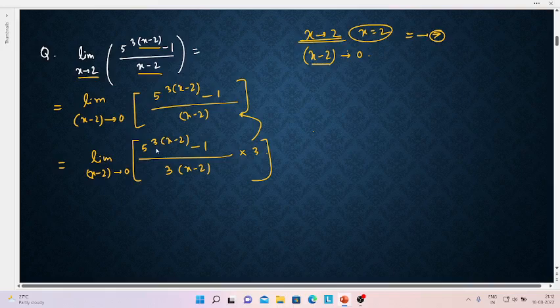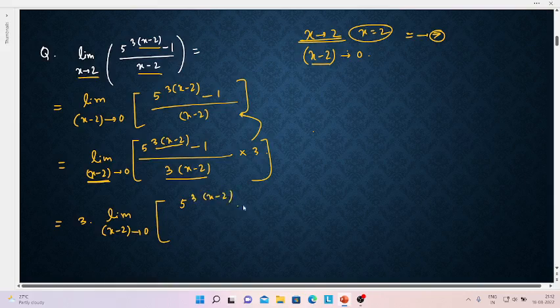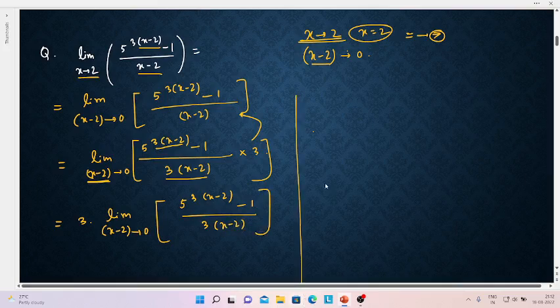But here you can see 3 times x minus 2 is there in the exponent, but here only x minus 2 is there. So let me just take that 3 outside of the limit. So it will be 3 times limit x minus 2 tending to 0, we have 5 to the power 3 times x minus 2 minus 1, and the denominator will be 3 times x minus 2, right? 3 times x minus 2.